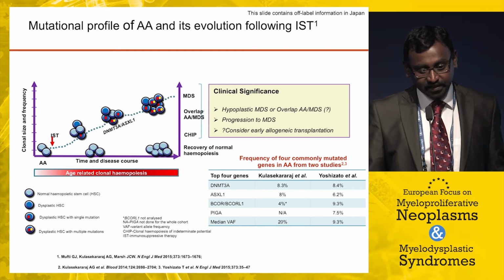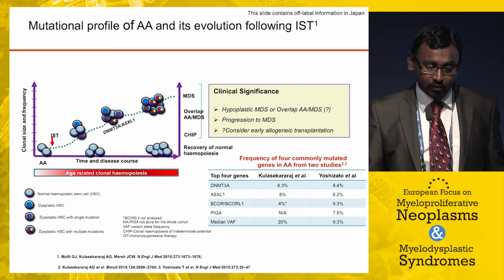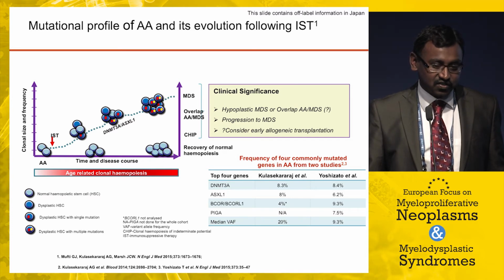You give immunosuppressive therapy, the stem cells could recover, and you could have a normal hemopoiesis. But what could happen more commonly is that you do struggle to recover your stem cell pool. You could acquire a dysplastic stem cell, you could acquire mutations, and you could go into a full-blown MDS as well. So that's what we think happens in the context of AA, that these mutations expand out.